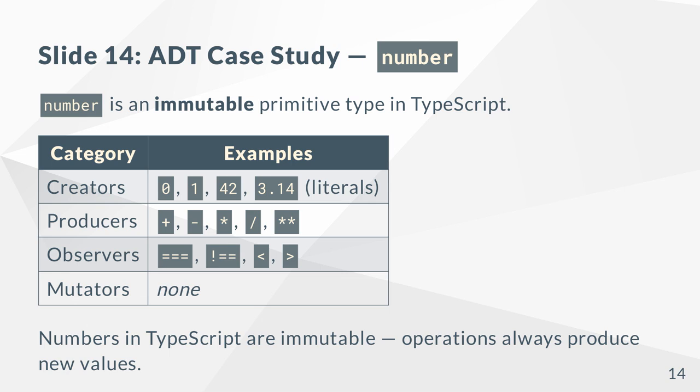And mutators, there are none. Numbers are immutable. When you add 2 and 3 to get 5, the numbers 2 and 3 are unchanged. 5 is a brand new value. This is why working with numbers feels so safe. You never have to worry about a number changing behind your back.